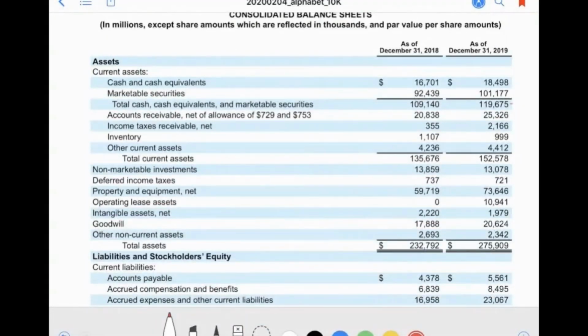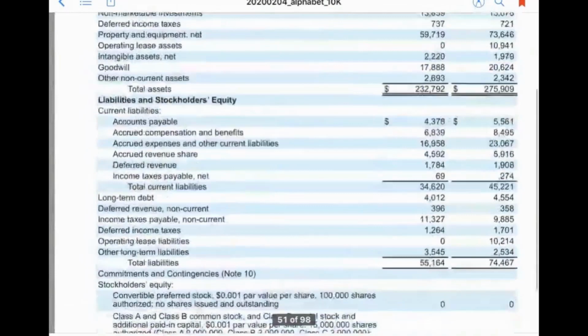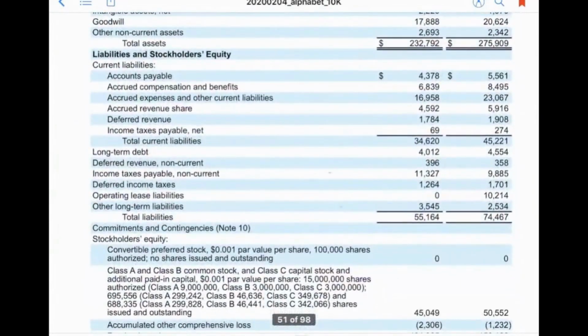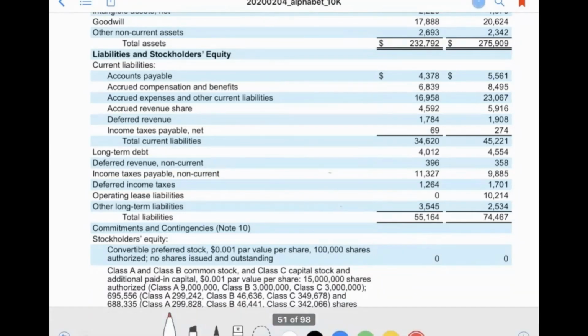So let's move on to the debt, the liability. In the liability part, there's not much to look at. Usually I look at the debt, which I already told you is very, very important, because you don't want to buy into very debt-ridden companies. You don't want your companies to go bankrupt, okay?